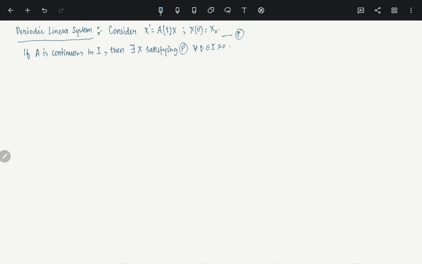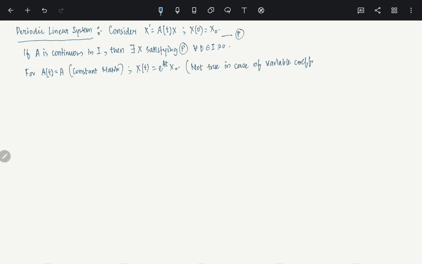So that is always there. Now the thing is this. If A(t) is identically equal to A, let's say, a constant matrix, then we know that the solution will be given by x of t equals e to the power At times x naught. But this is not true, so please remember this is not true in case of a variable coefficient.